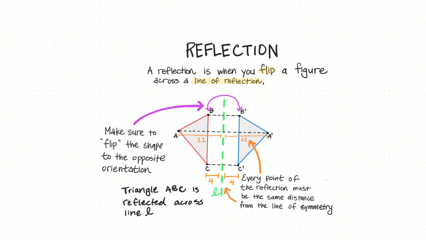The first transformation I want to talk about is reflection. A reflection is when you flip a figure across a line of reflection. So in this figure, you can see that I've taken the original image of triangle ABC and reflected it across line L. When you flip or reflect an image, make sure you keep track of how far each of the original points were away from the line of symmetry. To make sure you correctly reflect the triangle, they must maintain that same distance on the other side.